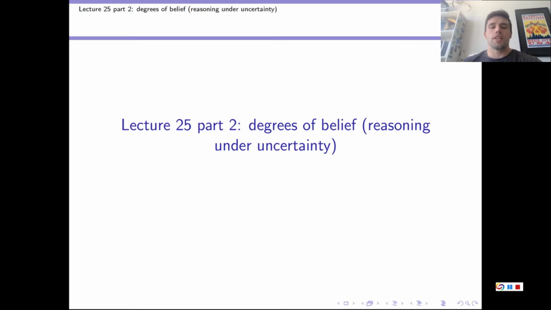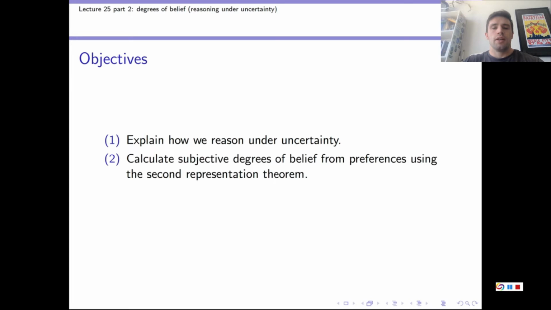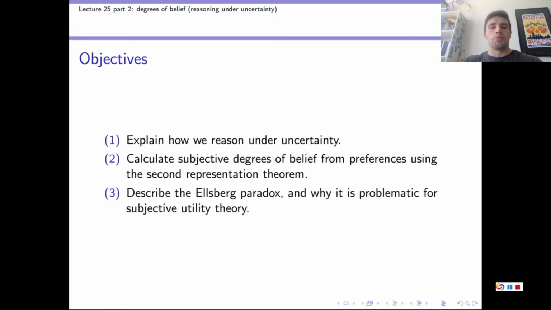The objectives for this video are the following. After watching, everyone should be able to, number 1, explain how we reason under uncertainty. Number 2, calculate subjective degrees of belief from preferences using the second representation theorem. And number 3, describe the Ellsberg paradox and why it's problematic for subjective utility theory.